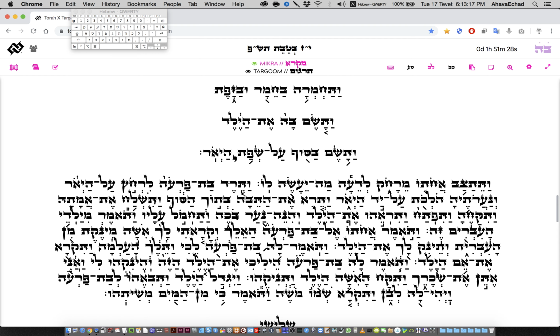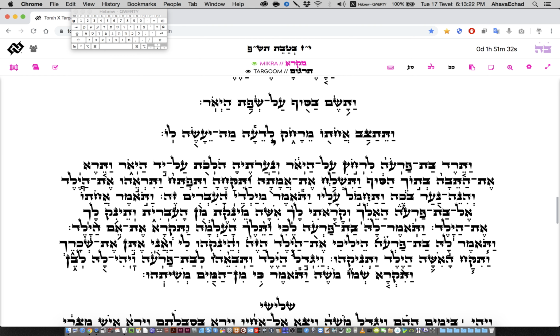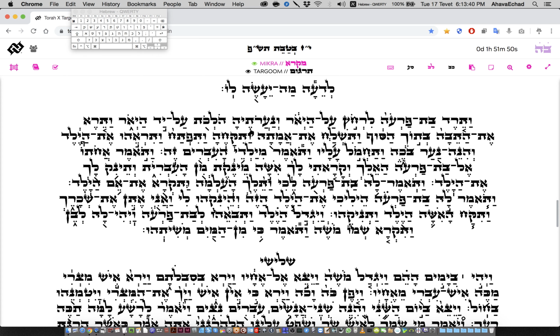We'll see the targum for these words. I don't even know how to translate it literally right now. ותתצב אחותו מרחוק, and she was planted, established herself, the sister, Miriam, from afar. לדעה מה יעשה לו, what will happen to him? To watch over him, essentially, make sure.